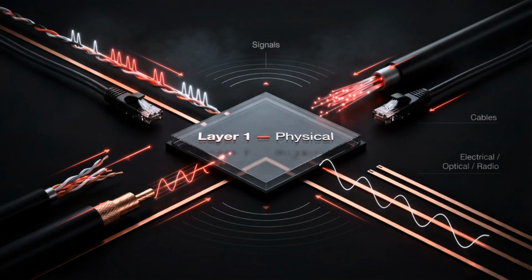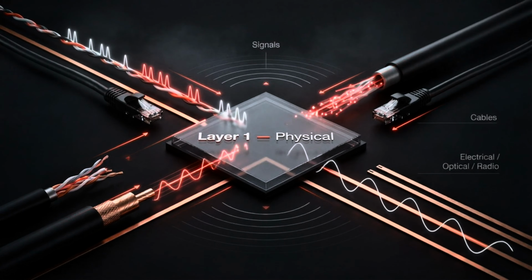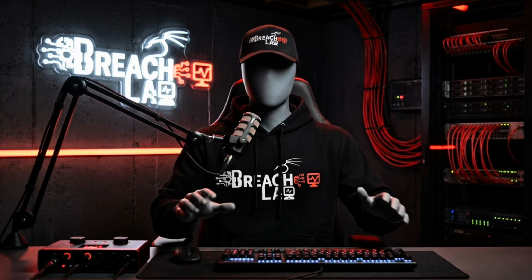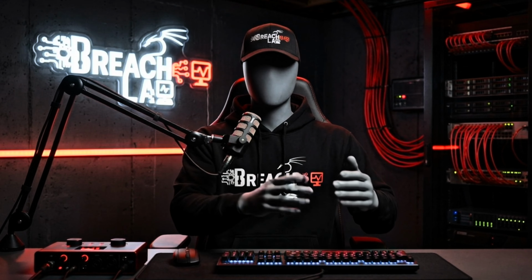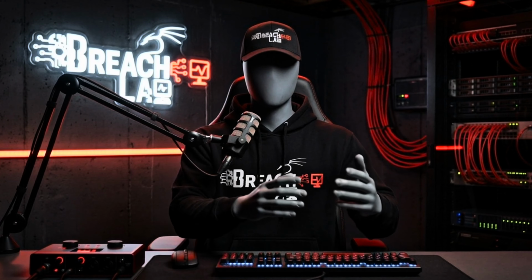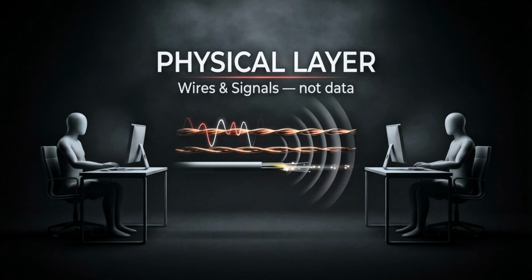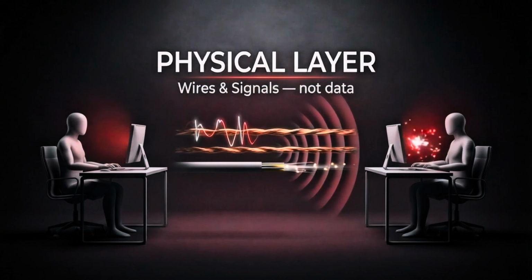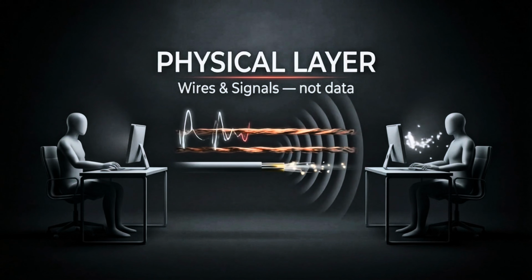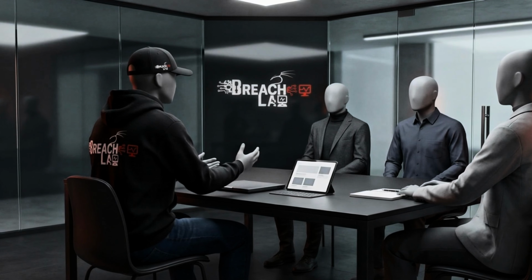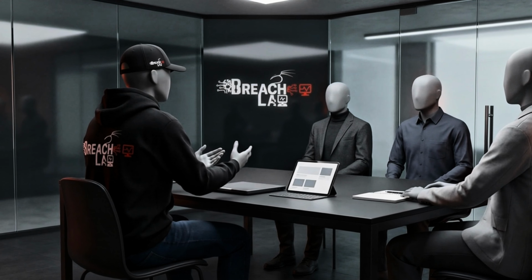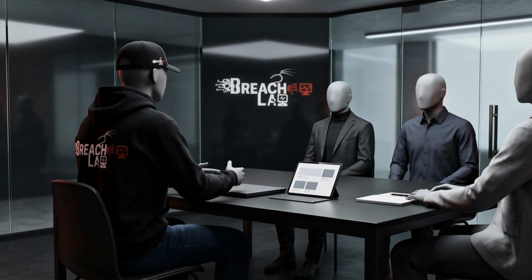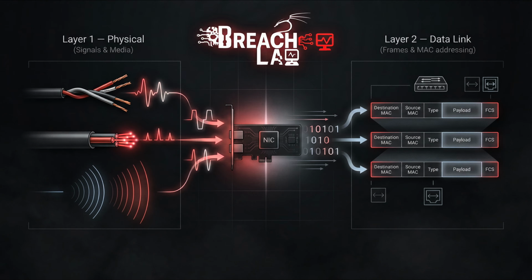The first layer is the physical layer. This is where everything starts. At this level, physical signals are transmitted, electrical impulses, light or radio waves, from sender to receiver. Here we deal with cables, connectors, contacts, voltage levels, and signal modulation. Simply put, this is the layer of wires and signals. One important thing to understand, at this stage, ones and zeros are not data yet.